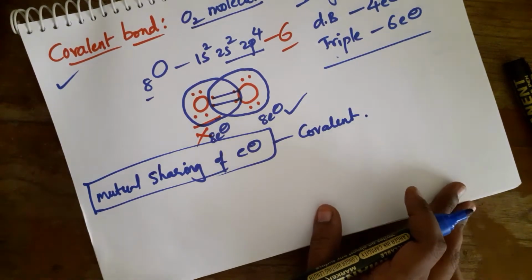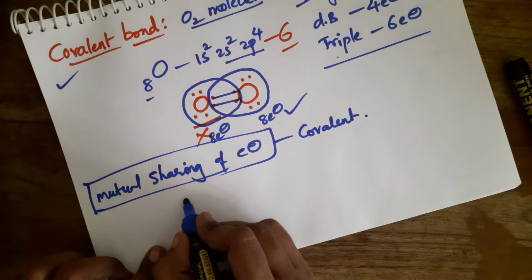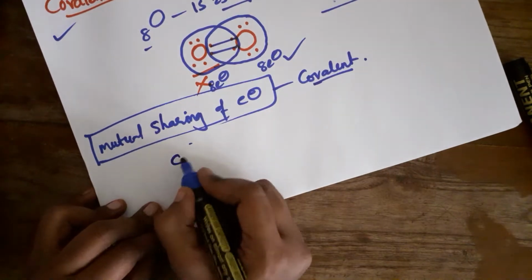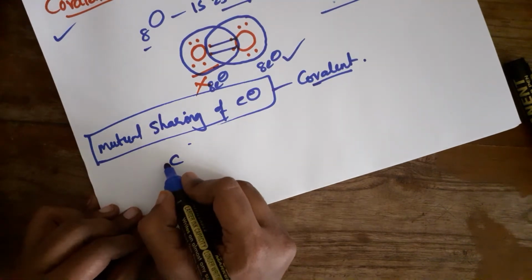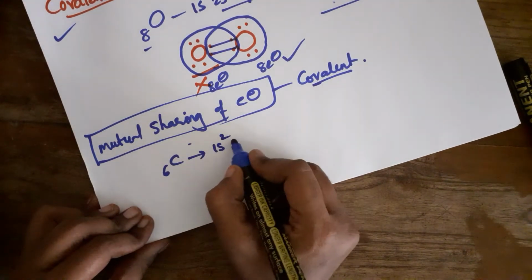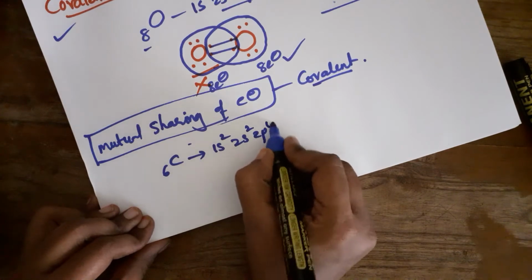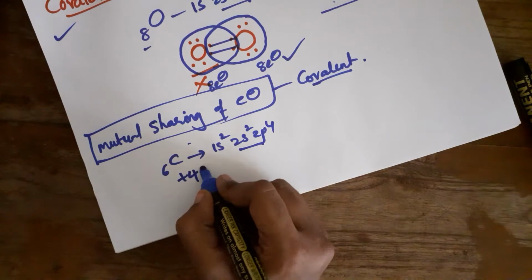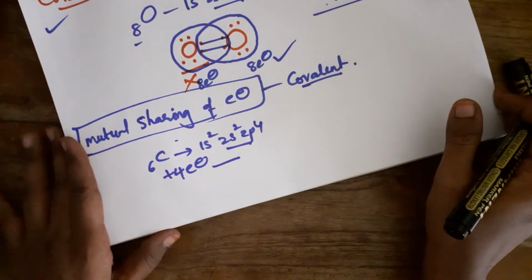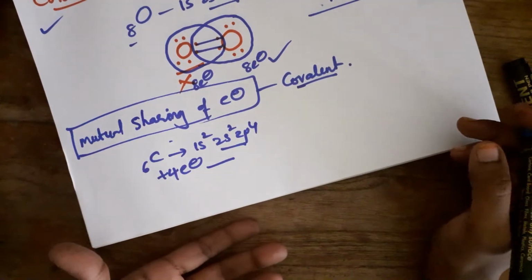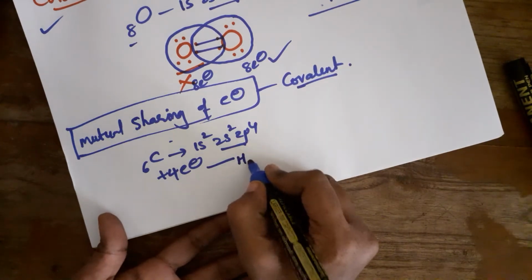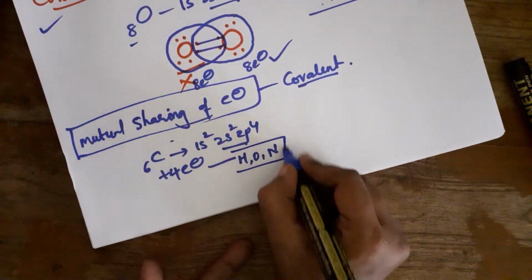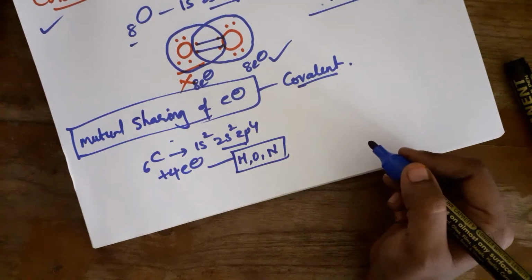Carbon does not get involved in ionic bonding; it only follows covalent bonding. Carbon has atomic number 6 and electronic configuration 1s2, 2s2, 2p2. To get the octet configuration, it requires 4 electrons. These 4 electrons can be provided by monovalent atoms like hydrogen, which can satisfy the valency of carbon to give the octet configuration.